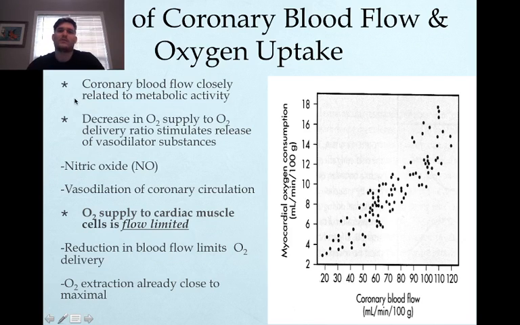And so, the more metabolic activity the heart has, the harder it's going to work, the more blood it pumps out, the more blood flow it's going to need. And so since we have a decrease in the O2 supply to O2 demand ratio, because again, that time is cut short, now the heart's working harder, its demand is going up, and it's not having the supply to reach that demand. And so what happens because of this is that we get a release of a vasodilator substance called nitric oxide. And so you've probably heard of this before.